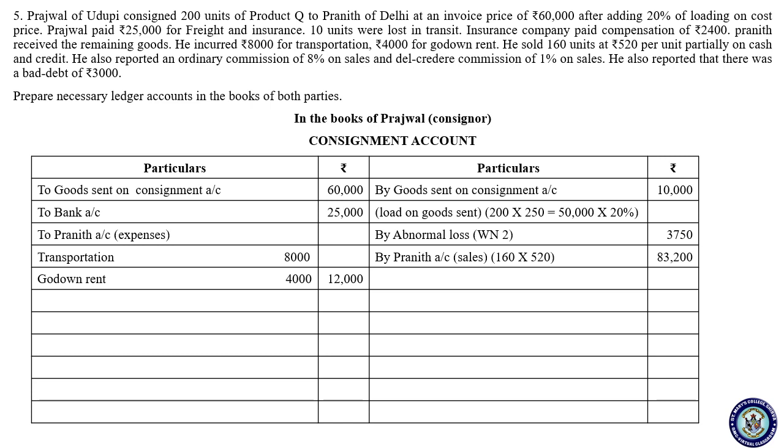Okay, next that is commission. So write To Pranith's account, that is commission. Now we have two commissions. One is the ordinary commission, that is on sales. See here it is on sales. So my total sale is 83,200. On that 8%, it comes to 6,656. And one more commission, del credere. So 83,200 into 1% comes to 832. So my total commission is 7,488.